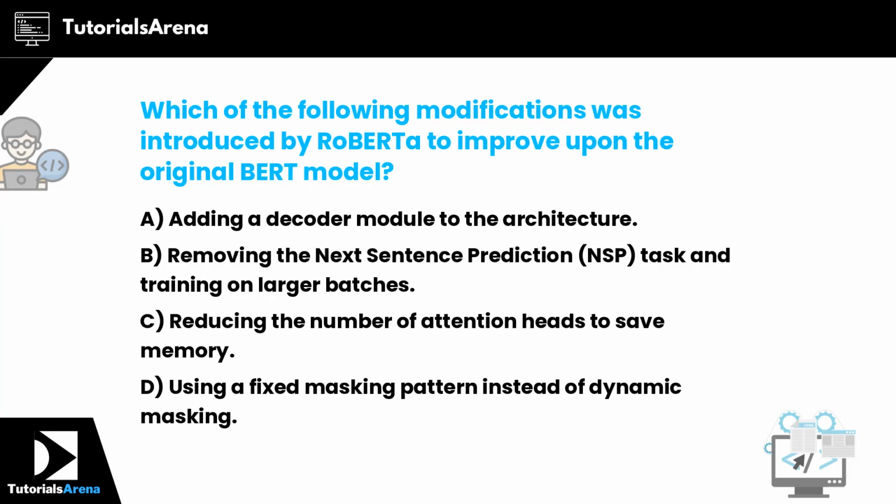Which of the following modifications was introduced by RoBERTa to improve upon the original BERT model? The correct answer is option B, removing the next sentence prediction, NSP, task, and training on larger batches.